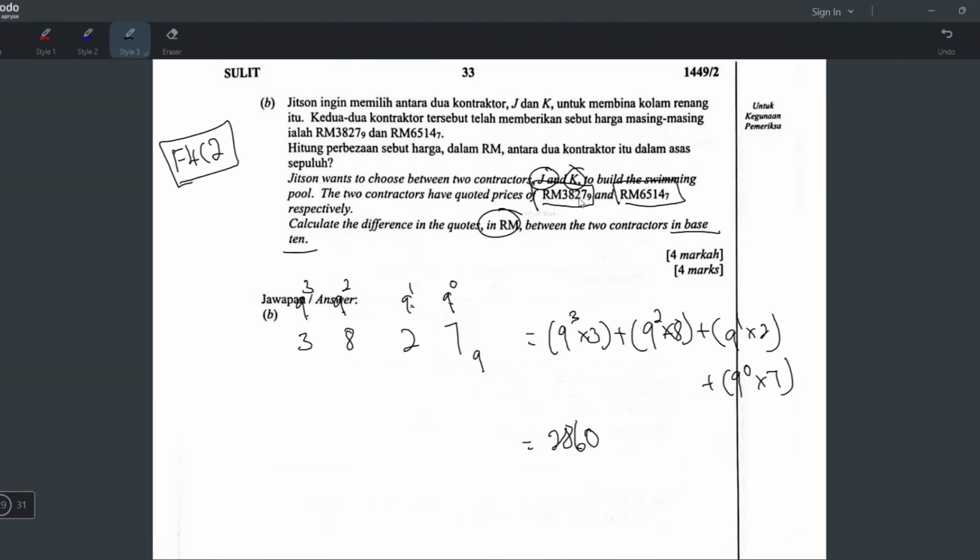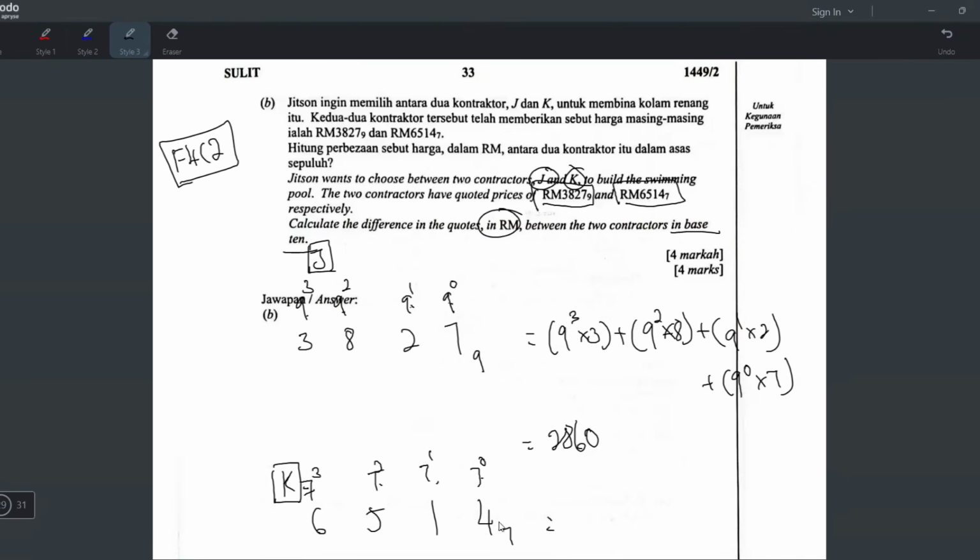That means the actual price is RM 2,860 in base 10 for contractor J, of course. Yeah, this one is for contractor J. Okay. Now let's do for contractor K. So for contractor K is RM 6514 base 7. So same thing, I'm changing it to base 10, but this time the place value will be 7 power 0, 7 power 1, 7 power 2, 7 power 3.